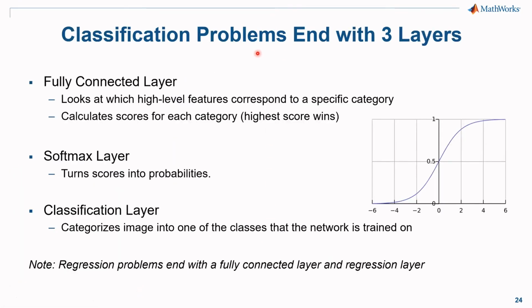One thing to note is that classification problems always end with 3 layers. A fully connected layer, which looks at the high-level features, so this is where it adjusts to your particular problem. A softmax layer, which just converts the scores into probabilities, and then it goes into classification. And as a note, for a regression problem, it would just be a fully connected layer and a regression layer.